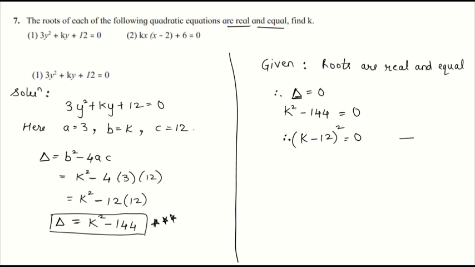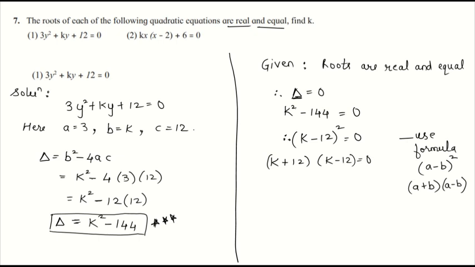Here we will use the formula of a square minus b square, which is nothing but a plus b into a minus b. So we will apply this formula for k square minus 12 square. We can write it as k plus 12 into k minus 12 equal to 0. Therefore, k is equal to minus 12 or k is equal to 12.